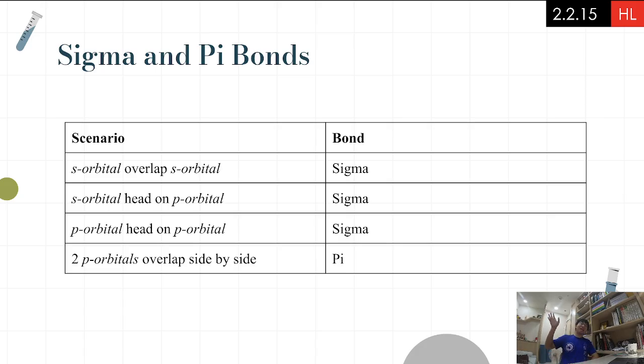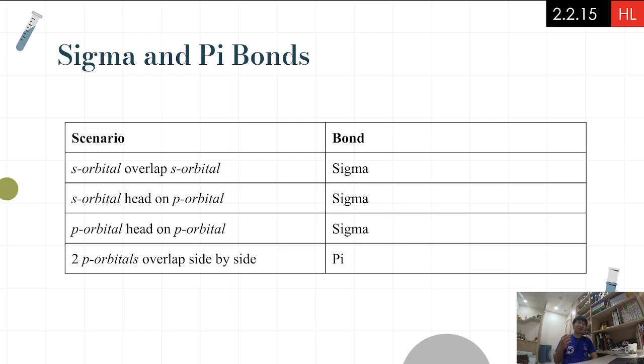2.2.15. We're almost at the end here. So hold on. Sigma and pi bonds. Basically it has to do with the interactions of s and p orbitals. When an s orbital overlaps an s orbital, there's a sigma bond. When an s orbital overlaps head on with a p orbital, it's a sigma bond. When a p orbital overlaps head on with a p orbital, it's also a sigma bond. But when two p orbitals overlap side by side, or parallel to each other, it's going to be a pi bond.